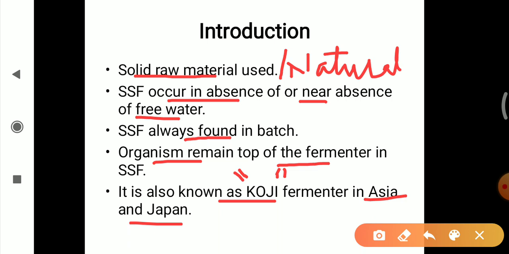At the start, it was known as the koji fermentation process. The thing that we have to remember in SSF fermenter is that we use natural, solid raw material. It takes place in absence or near absence of free water. It is always found in batch or sometimes in fed batch process. It is also known as koji fermenter in Asia and Japan, and organisms remain at the top of the medium.